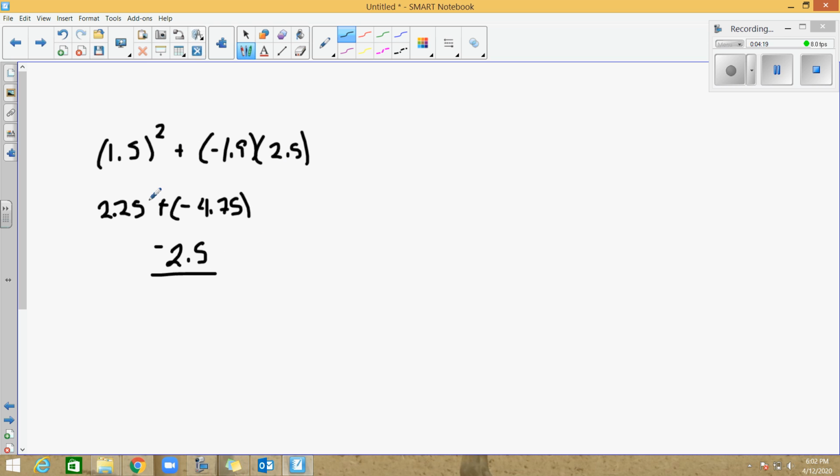Sign of the larger, well, 4 is larger than 2, therefore this answer is a negative. So as we're doing order of operations, please make sure you're doing order of operations: parentheses, exponents, and then multiplication, division as you get them left to right, and the same with addition, subtraction as you get to them left to right.